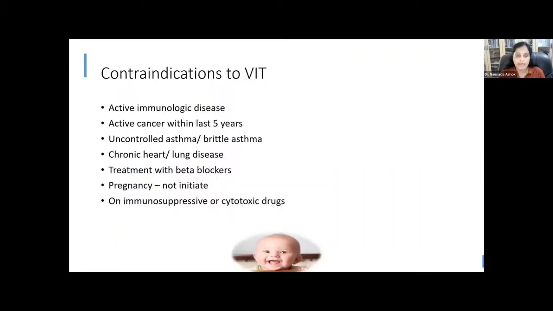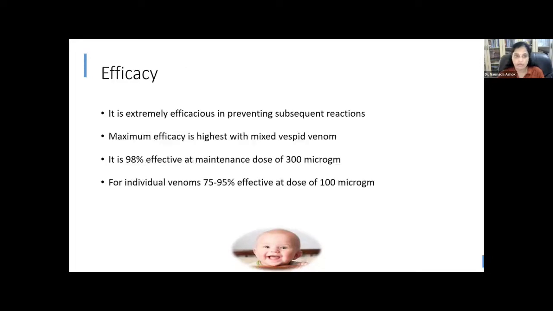So the contraindications are active immunological diseases, active cancer, and uncontrolled asthma. See, asthma is also capable of producing a systemic reaction. And again, when we have uncontrolled asthma, these are the same patients in whom we cannot do venom immunotherapy. So we need to balance. Chronic heart or lung disease, pregnancy: we do not initiate, but we can maintain. And those who are on immunosuppressive and cytotoxic drugs, we don't give them.